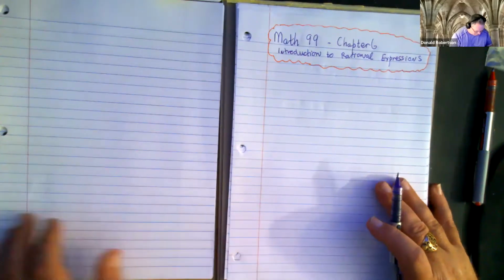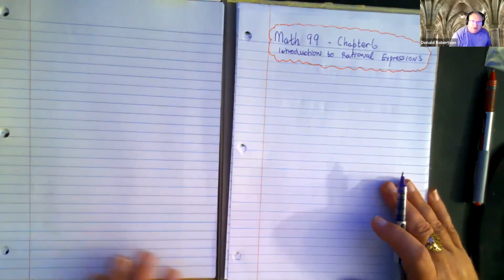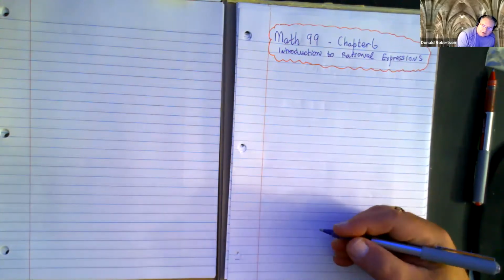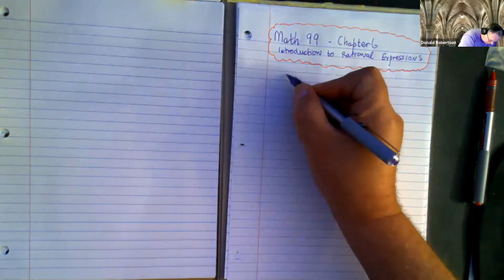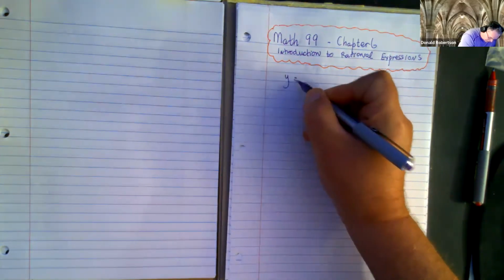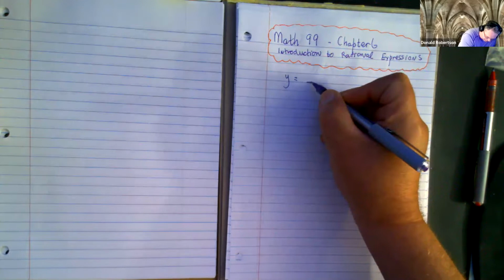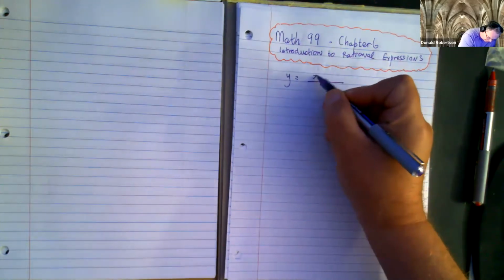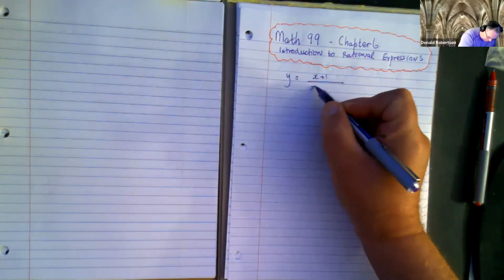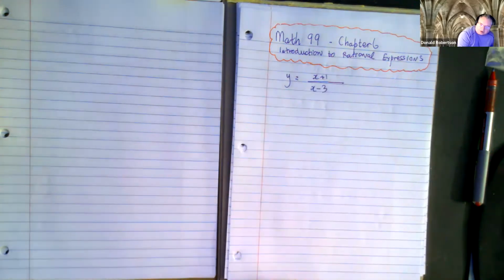Well, hello everyone. What we have today is chapter 6 essentially. The first topic within that is going to be an introduction to what are called rational expressions. So a rational expression is essentially a fraction. A rational is just another name for a fraction. So for instance, that is a rational expression.